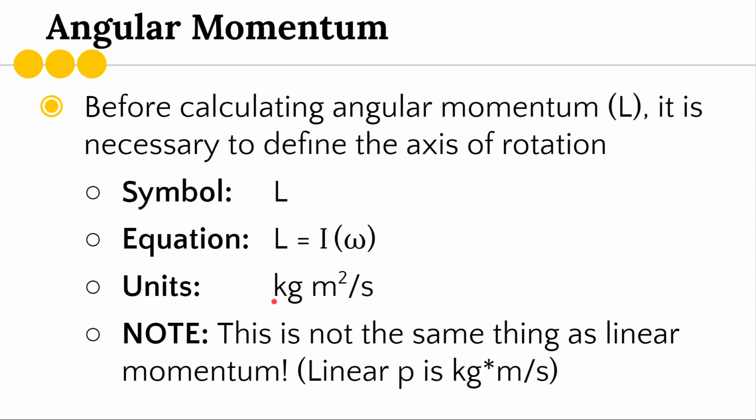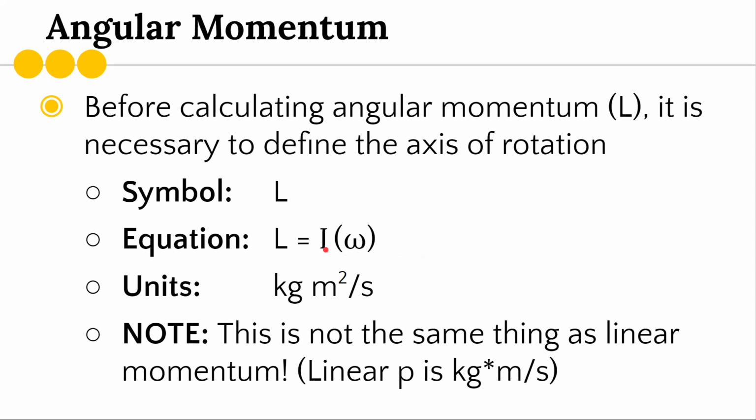Your units are, of course, going to be your units for your moment of inertia multiplied by the units that you have for that angular velocity. And you're going to end up with kilograms meters squared per second. Just as a little side note, the units that we got when we calculated linear momentum in our previous unit were kilograms meters per second. So the units are not the same. They are similar, but they are not the same thing, because this is kilograms meters squared per second. So just a heads up, the unit is different because the equation is different. Okay, but again, that is your angular momentum formula.